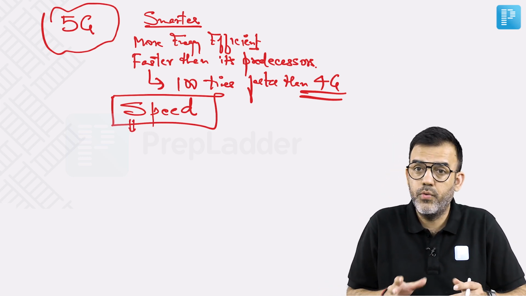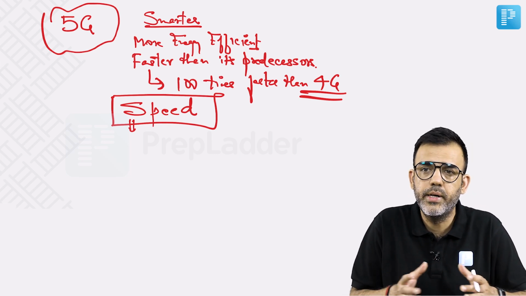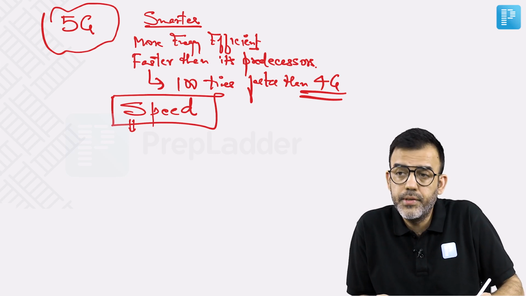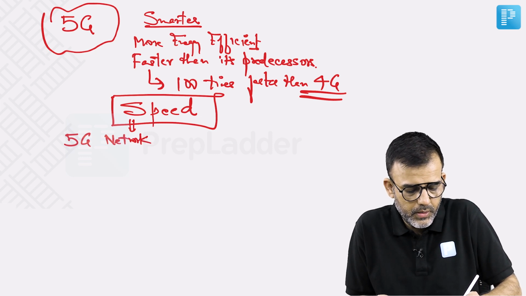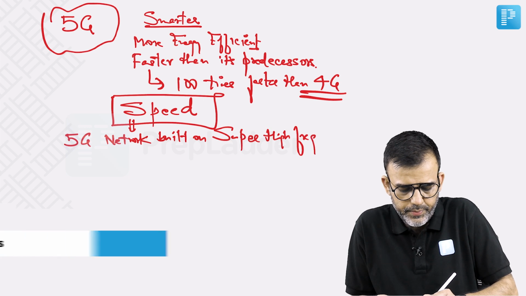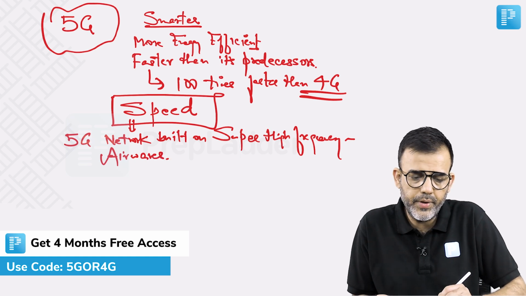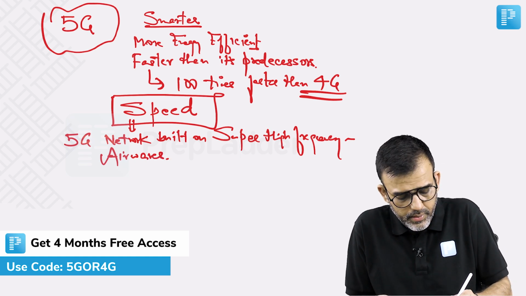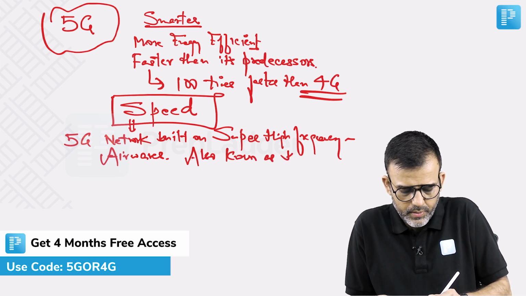Why this high speed? Why is this not possible with 4G? What are the key changes in hardware interface? So the biggest difference is that the 5G network is built on super high frequency airwaves. Super high frequency airwaves are also known as high band spectrum.